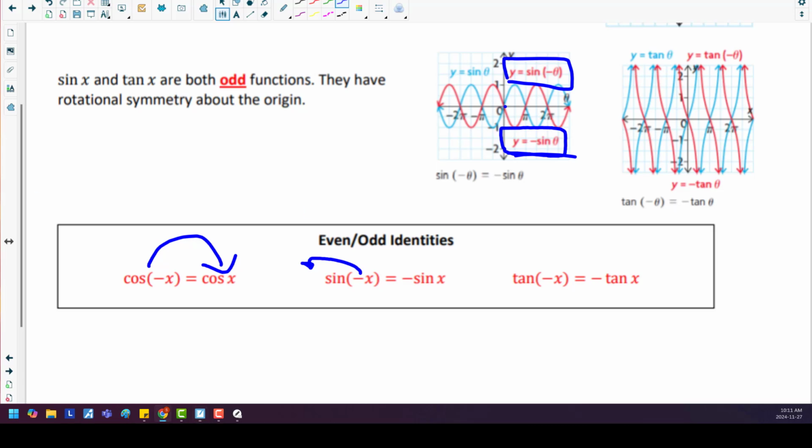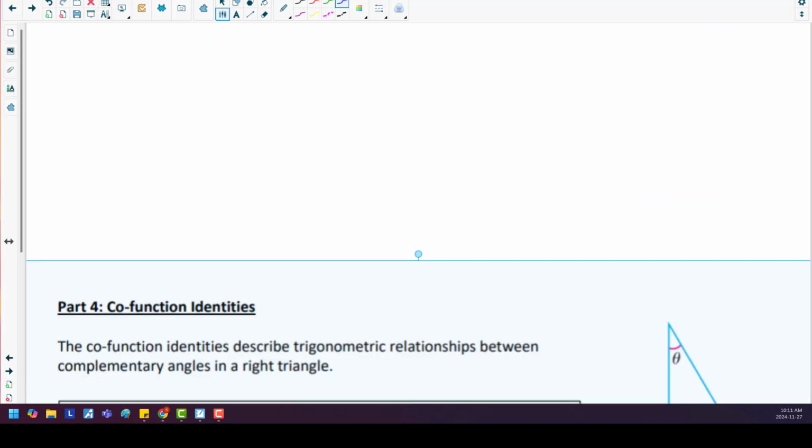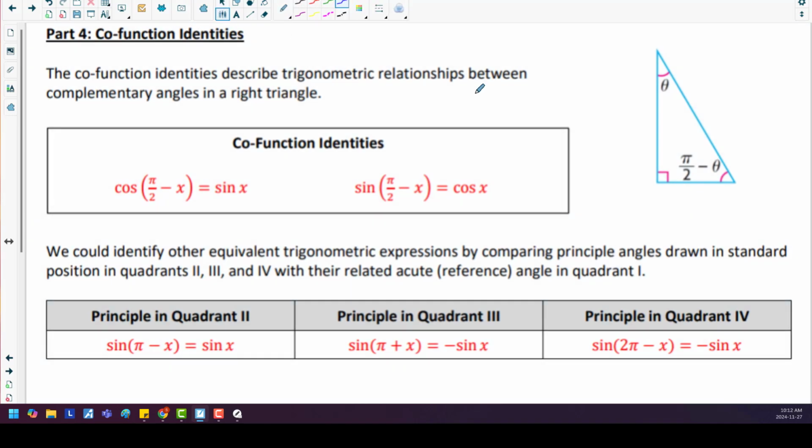All right, now we are getting into a little bit more difficult identities. And these are our cofunction identities. The cofunction identities describe trigonometric relationships between complementary angles in a right triangle. So we have cos of pi over 2 minus x is equal to sine x.